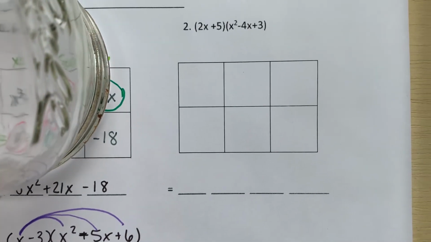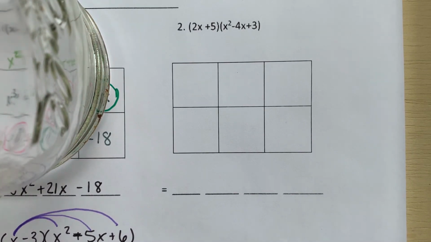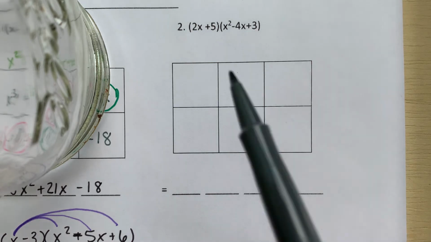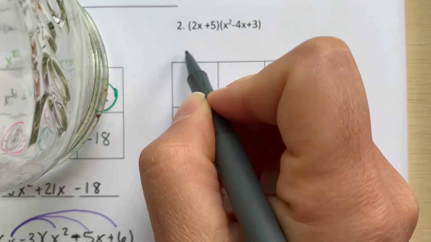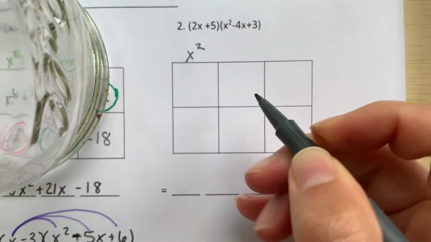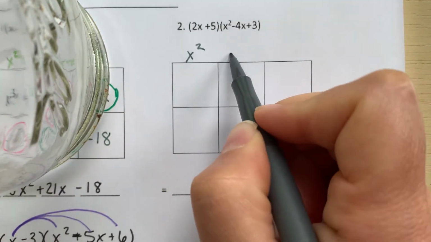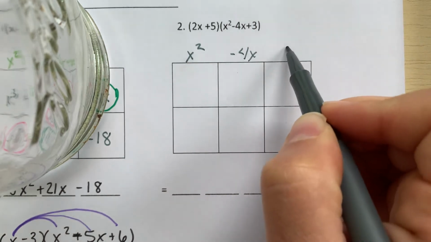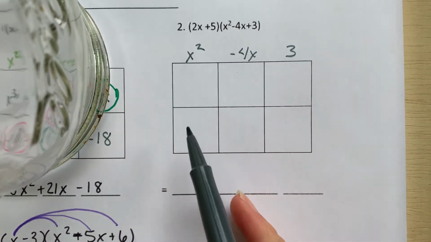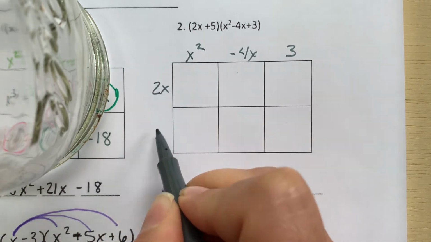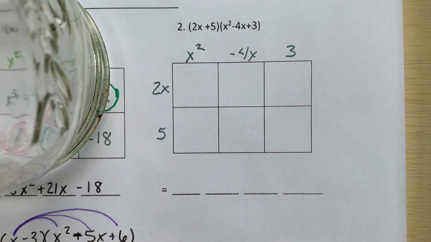Let's look at number 2. So here again, I'm going to do the box method, and then I'm going to do the FOIL method. So I have 3 separate boxes here, which means I'm going to use my trinomial. I have x squared, a negative 4x, and a positive 3. Then I have 2 boxes this way, so I'll do 2x and a positive 5.